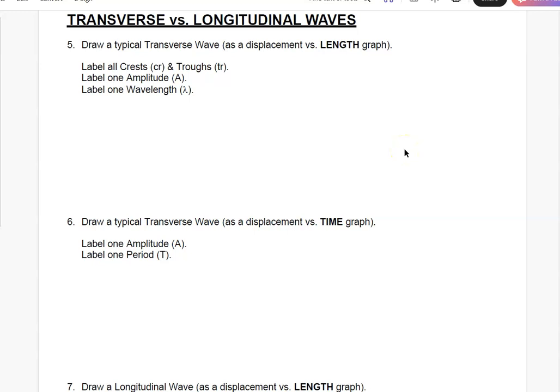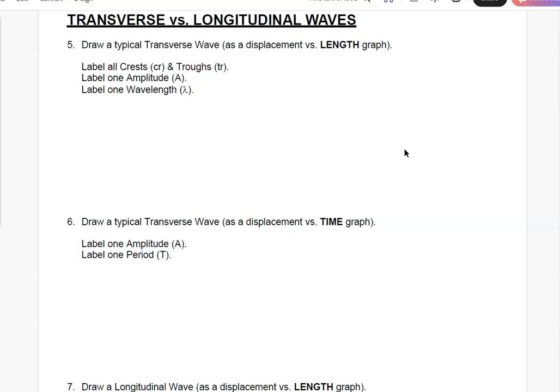Question number 5 says, draw a typical transverse wave as a displacement versus length graph. In other words, it's versus length or distance as opposed to being versus time. Remember, these waves are constantly moving, and when you draw them, you can either draw them as a snapshot in time, which would be versus length, or you could show how a single point in the wave would change over time, and both of those would look like transverse waves.